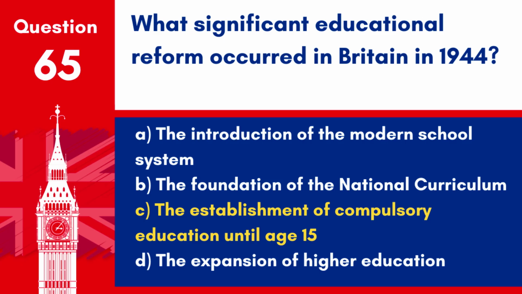Answer: C. The establishment of compulsory education until age 15. The Education Act of 1944, also known as the Butler Act, made secondary education compulsory up to the age of 15 and restructured the educational system.